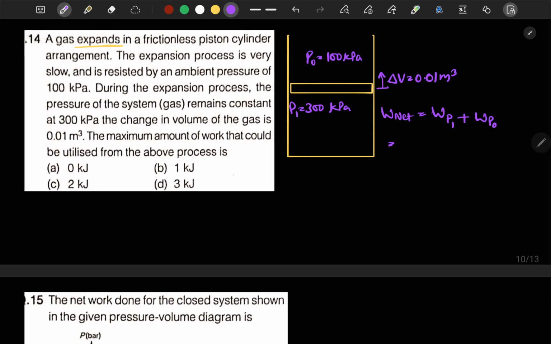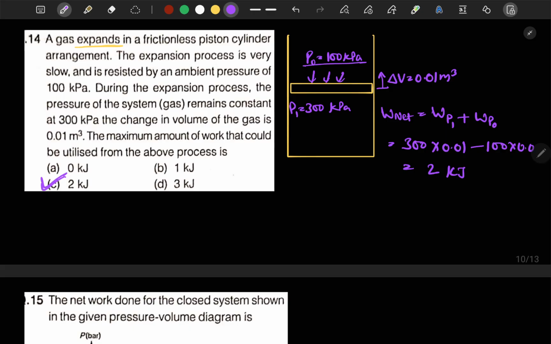Okay, so work done due to pressure P1: since the process is at constant pressure, it is P delta V, and since it is expansion, the pressure into delta V will be positive, 0.01. And for P naught, this is like work done on the system. Okay, because P naught is acting outside the system, we will consider this to be negative. So minus 100 into 0.01. Okay, so we will get 2 kilojoule.